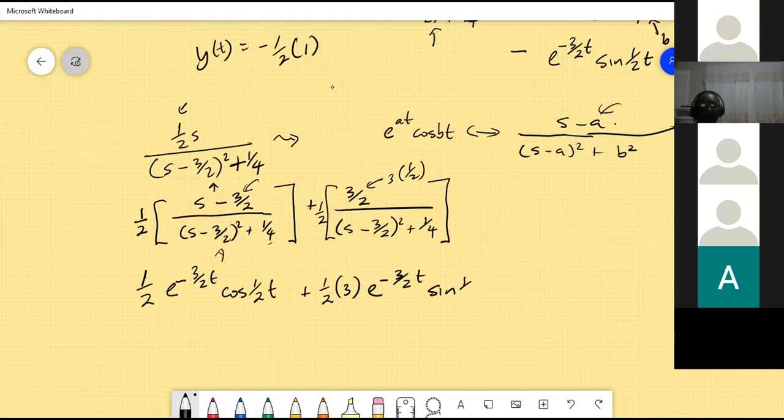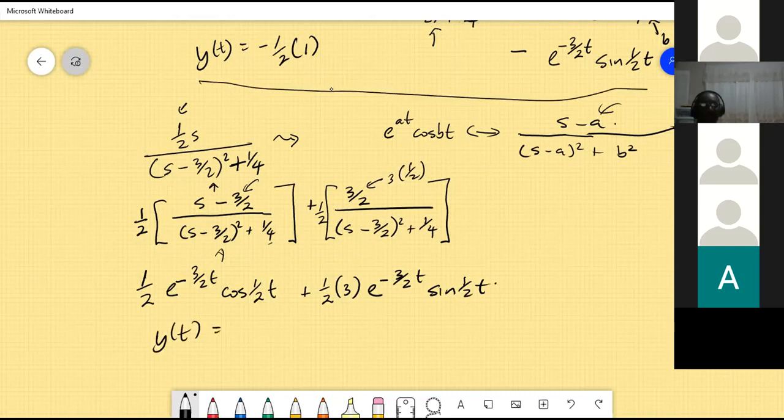So now my y(t) that I have up here is going to be minus half times 1, that's minus a half, plus a half e to the minus 3 over 2 t cos half t, plus 3 halves, which is 3 over 2, e to the minus 3 over 2 t sine half t, sorry.